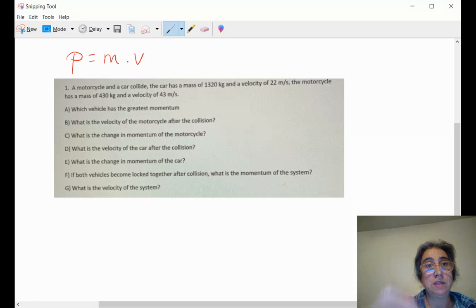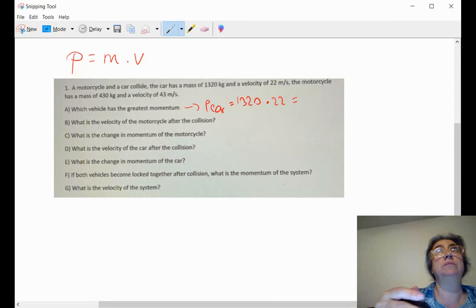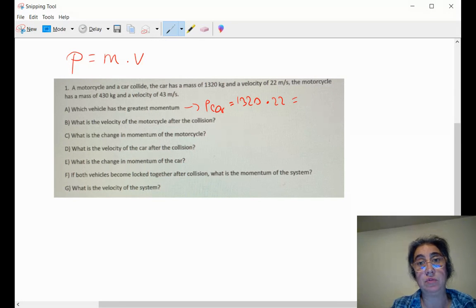Now, in this scenario, part A is asking which vehicle has the greatest momentum. Well, for that purpose, you have to find the momentum for each object. So let's take the car. You multiply the mass of the car times the velocity of the car. And I am going to put the units of measurement at the end, which I don't really recommend. Actually, you should be putting kilograms times meters per second there. And you do the calculations.